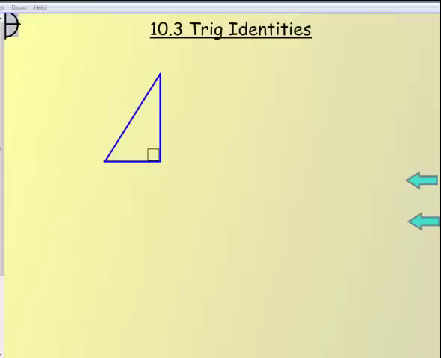We're going to learn some trig identities today. So let's watch and see how easy these trig identities can be. First off, we have in front of us here a picture, a lovely little right triangle.